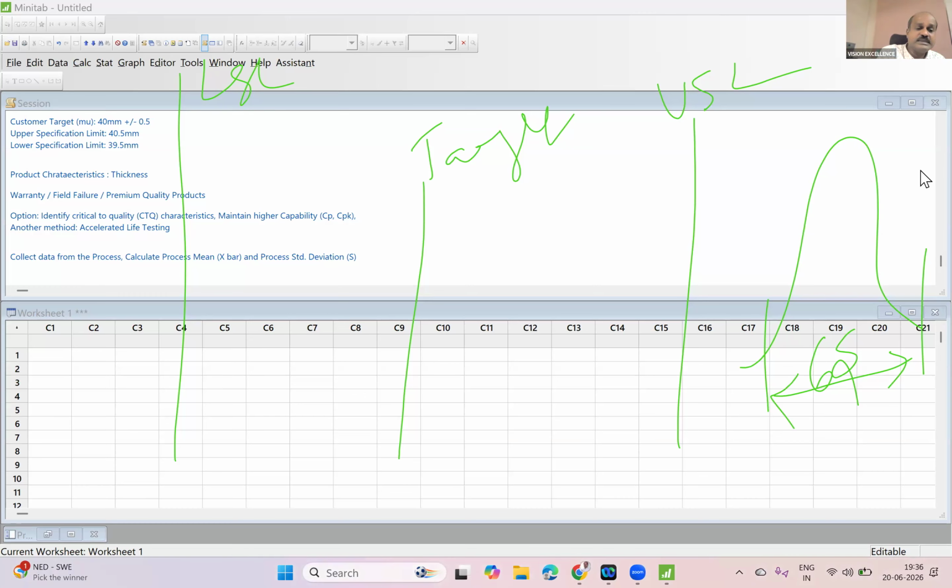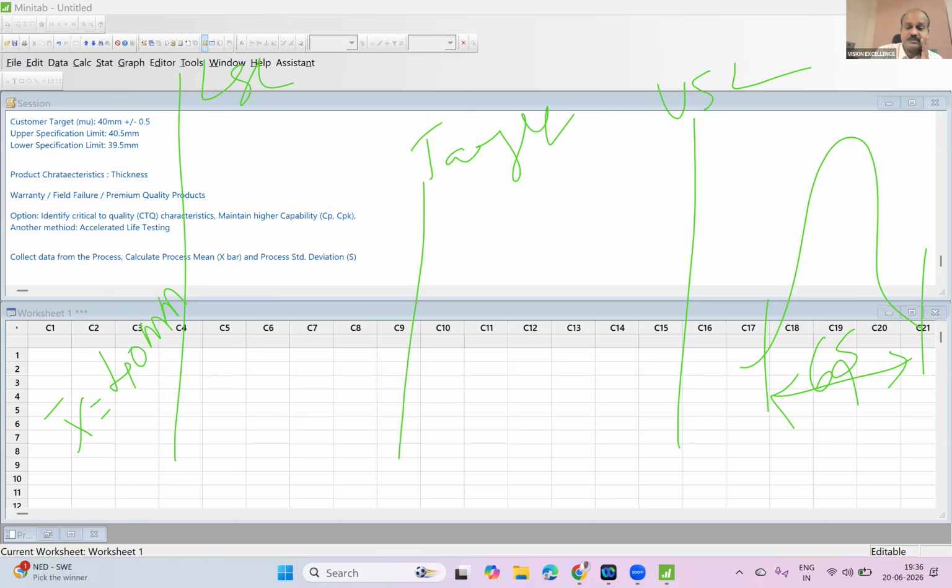Now I am going to draw the bell curve for my process. Let me say the X bar is 40 mm. This is an excellent scenario because customer target is how much? Customer target is 40 mm, 40 plus minus 0.5. Process average is also 40. That means your process is centered properly. Yes or no? Yes. I don't see any problem with the center of the process. The process is centered correctly. Point number one.